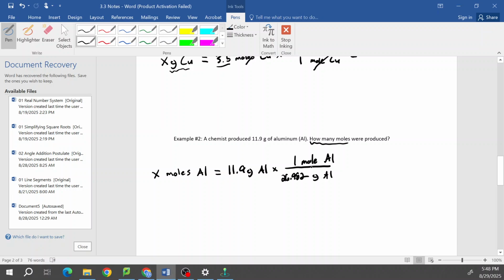So I write down 26.982 grams on the bottom is equal to 1 mole on the top. And notice my grams of aluminum cancel. Okay, so I'm left with moles of aluminum. I was looking for moles of aluminum, so now I'm done. All I have to do is take my 11.9, and this time, since my second number's on the bottom, I'm going to divide by 26.982 grams. Okay, and this should give you the number of moles of aluminum.